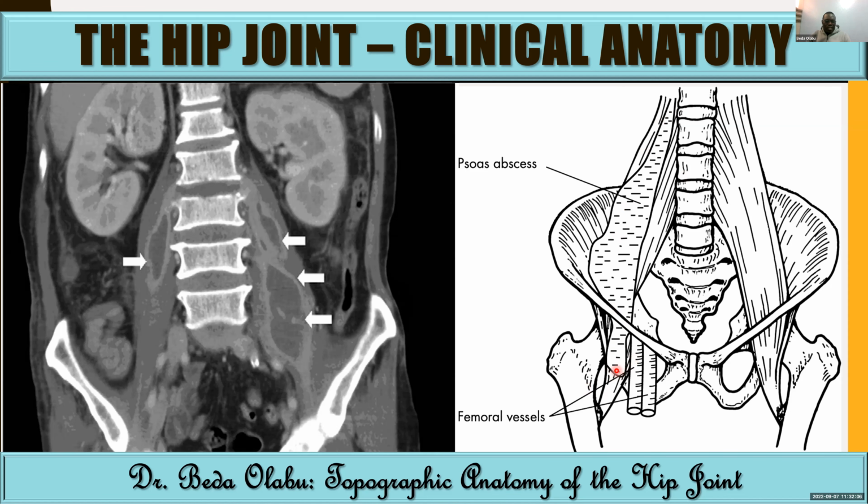Now, why does it spread to the hip? Because the psoas bursa may sometimes also have communication with the hip joint. And so through that, infection can reach the hip. Great, so that's what I want to mention as part of clinical relevance.